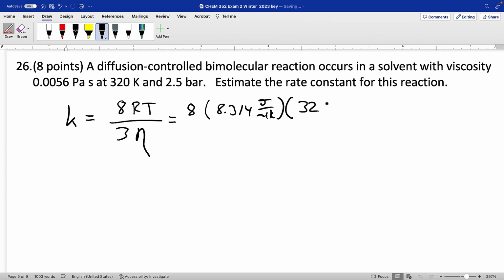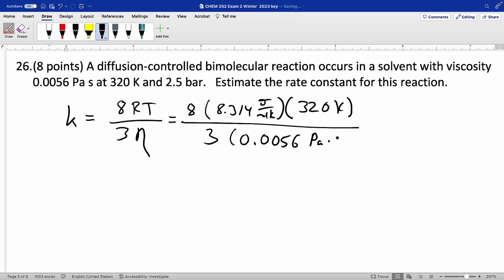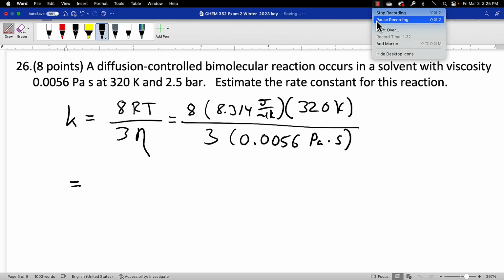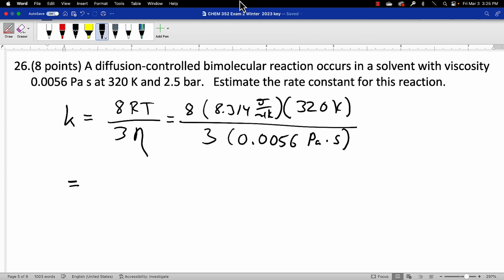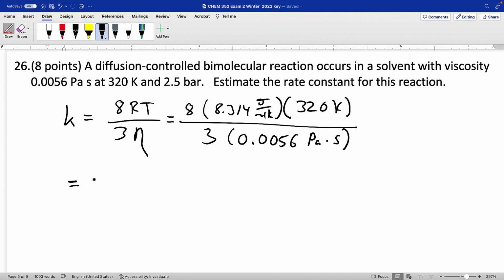So we have 320 kelvins. We've got a viscosity for our solvent of 0.0056 Pascal seconds. Okay, so looking at this, we put everything into SI units, so our rate constant is going to come out in SI units as well. So when we plug all this in, we end up with 1.26 or 1.27 times 10 to the 6th, but we better see how the units cancel.